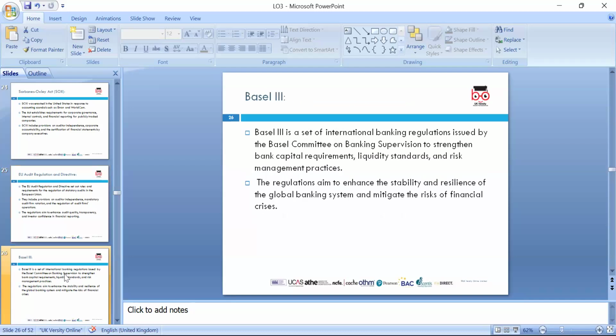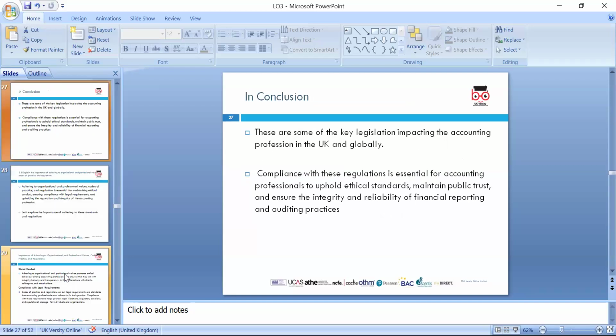We have a lot of bills. Basel III is the set of international banking regulations issued by the Basel Committee on Banking Supervision. It structures the bank capital requirement, liquidity standard, and risk management practices. The regulation enhances the stability and resilience of the global banking system and mitigates risk. Risk assessment is quite crucial in the banking sector.